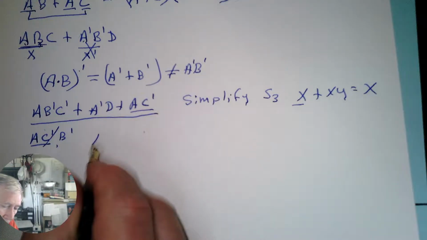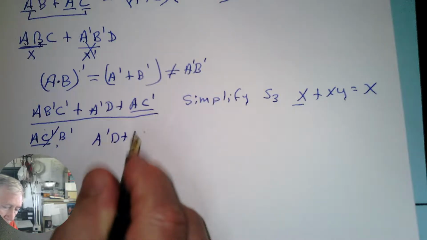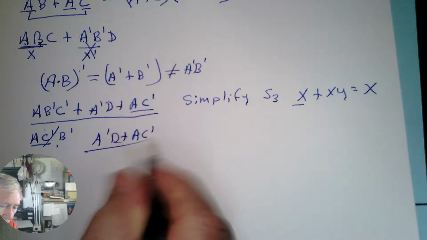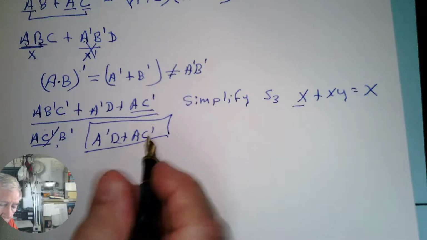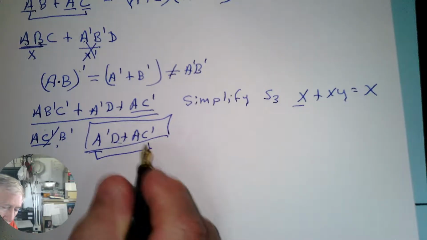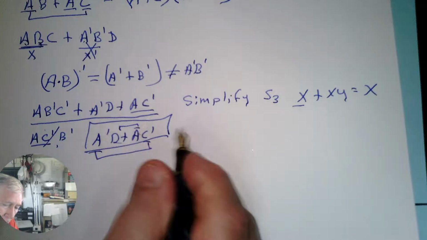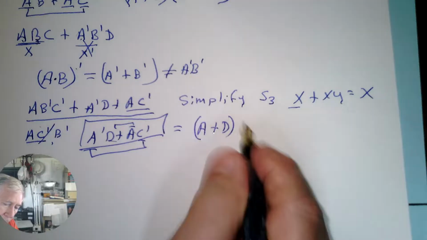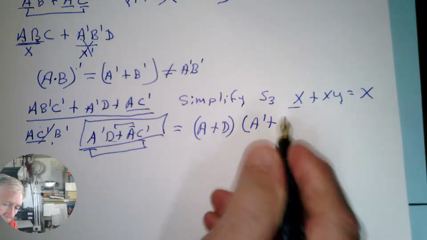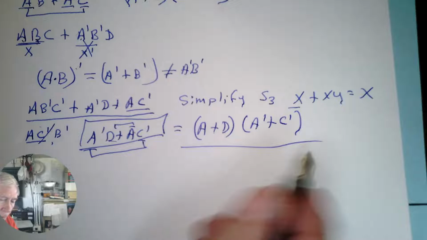Now we have A prime D plus AC prime. We've already worked one just like this, so don't really need to. But again, multiplying and factoring, we take this with this, we take this with this, and we wind up with A plus D quantity times A prime plus C prime. All right, same thing we did up here.